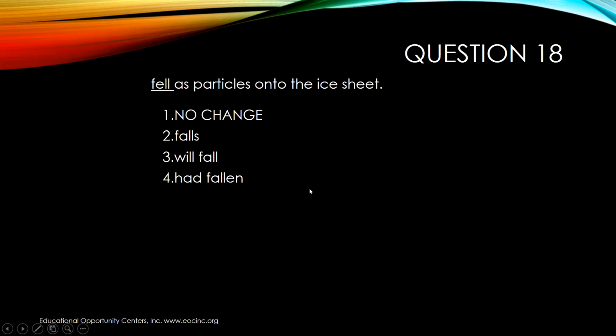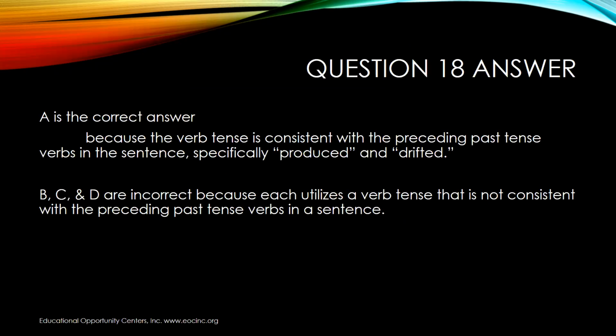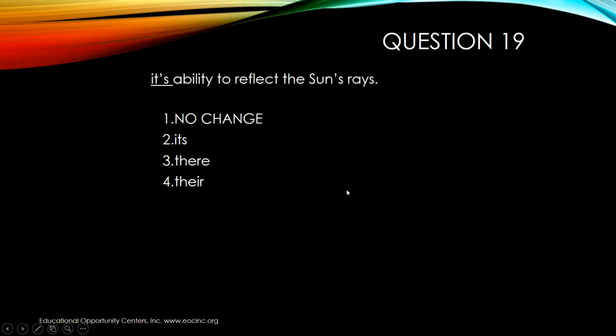How about number 18? Fell is underlined. Is that used correctly? Carolyn, we've got 2 A's and a C. Correct answer is A, no change. It's telling us the verb tense is consistent. The C was changed back to A, so we had all A's. Yay. How about 19?